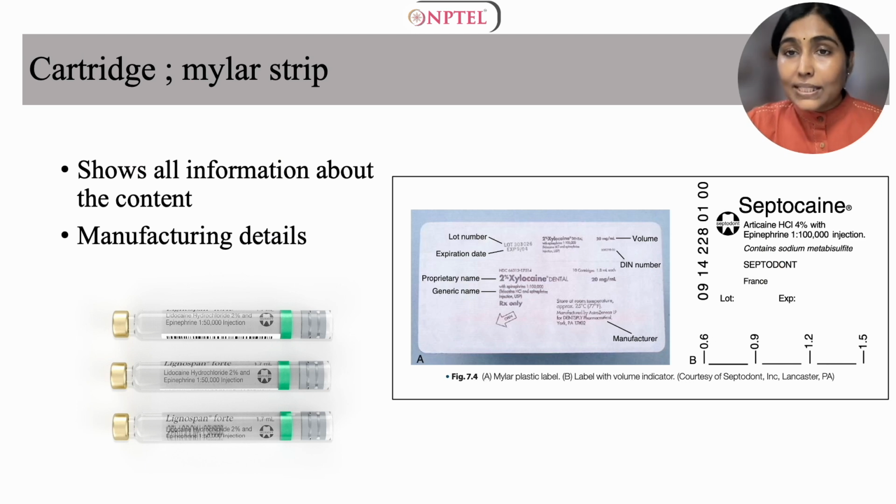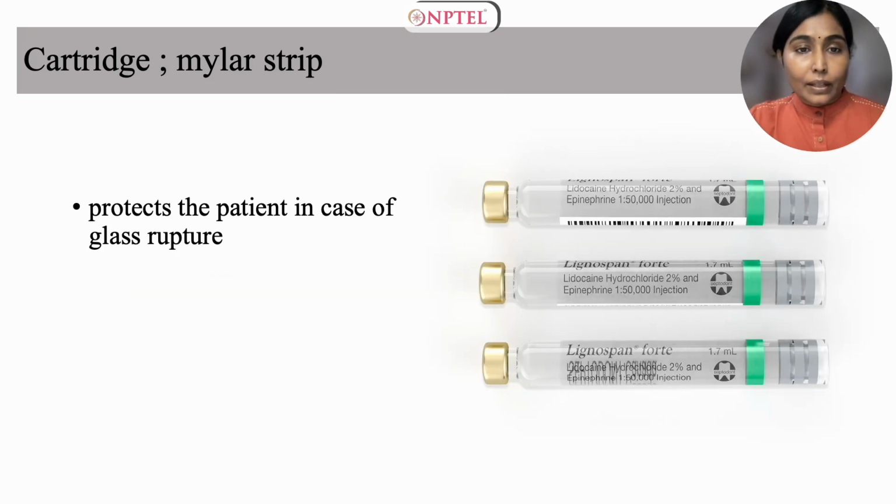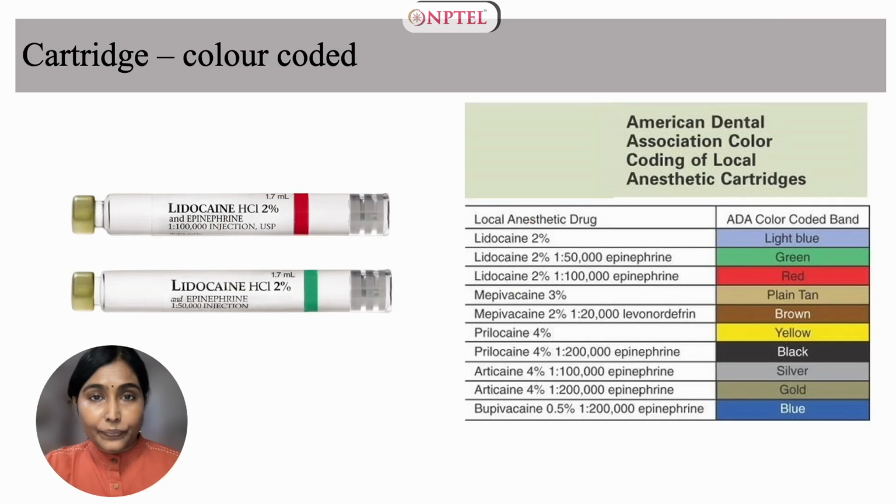Surrounding the cartridge is a thin plastic mylar strip which provides information regarding the contents of the cartridge. Information such as the manufacturer's details, the lot number, expiration date, the volume of the solution, also the proprietary and generic names. Also, the mylar strip protects the patient in case of glass rupture. So that's a very important feature.